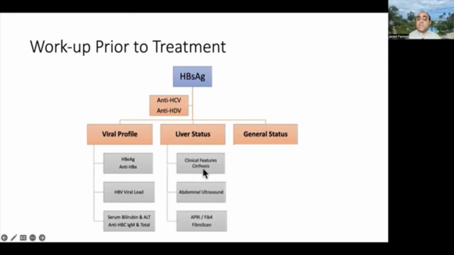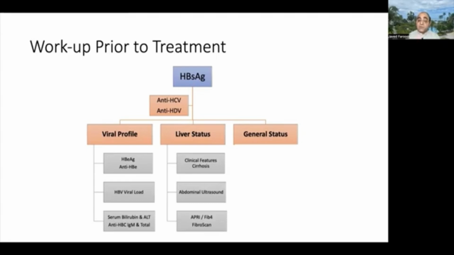Of course, clinical features of cirrhosis. If the patient has clinical features of cirrhosis, like splenomegaly or ascites, or the patient has a history of hepatic encephalopathy or upper GI bleed, maybe variceal bleed, these are the different clinical features of cirrhosis. And when these are present, then we label that patient as HBV-related liver cirrhosis.